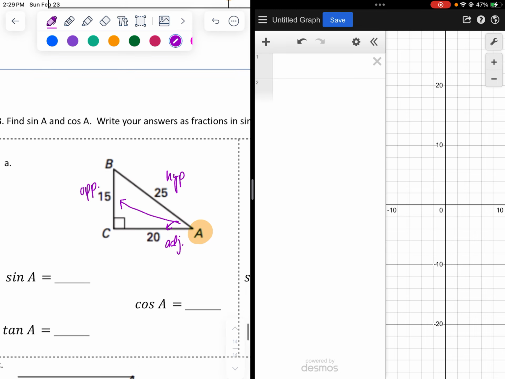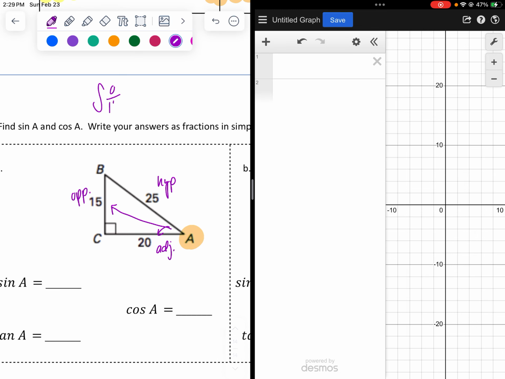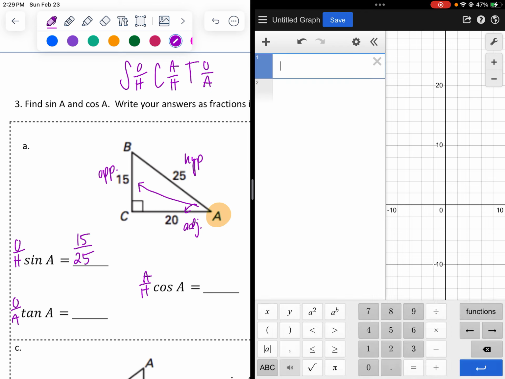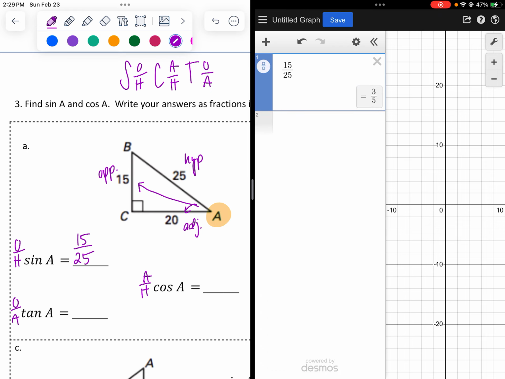Right, so SOHCAHTOA, I have sine to be opposite over hypotenuse, cosine to be adjacent over hypotenuse, tangent to be opposite over adjacent. So we just have to fill it in. So sine of A, you have my opposite side, which is 15, all over my hypotenuse, which is 25. And again, I'm going to go into my calculator, see if that reduces to a nice fraction. It does. It simplifies to 3/5.